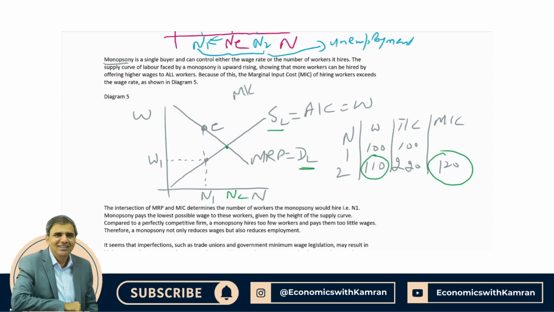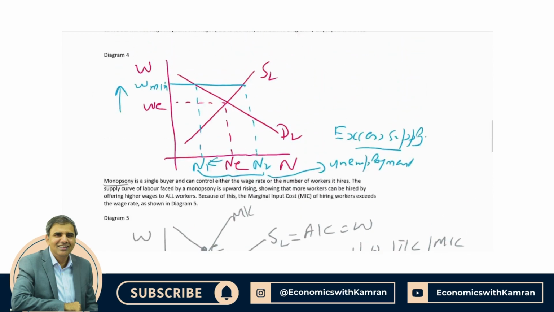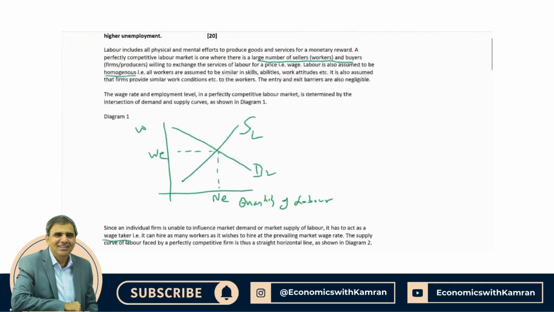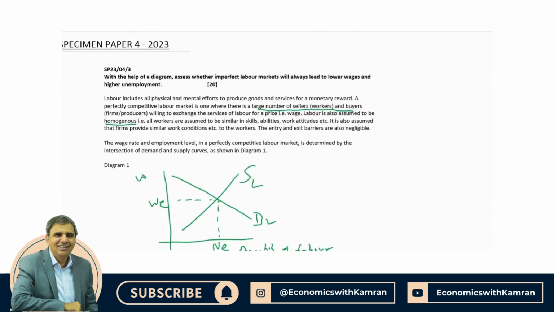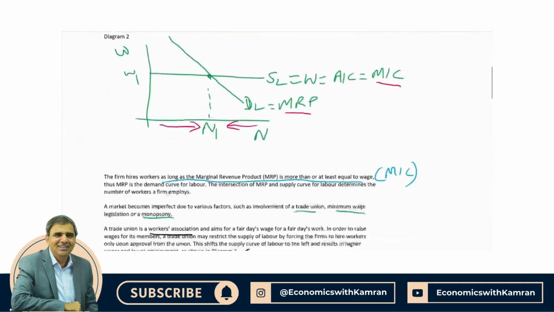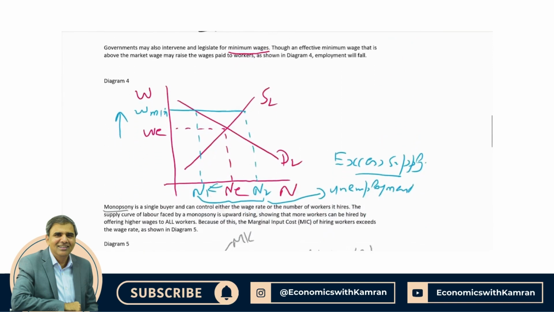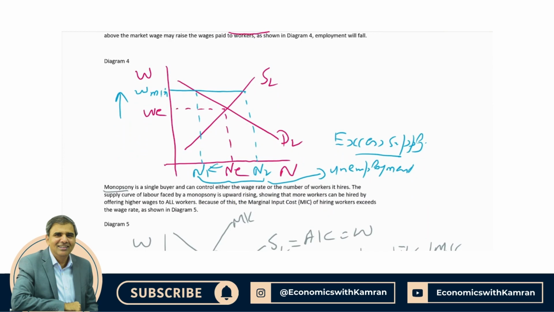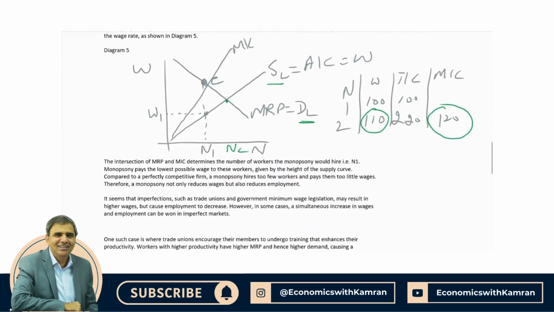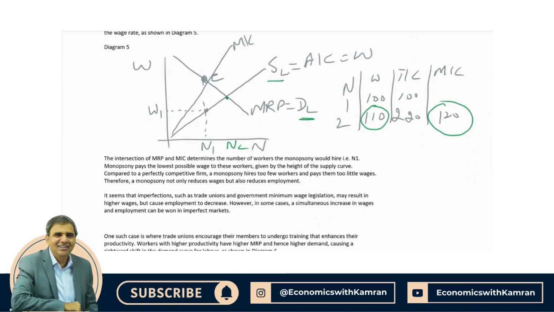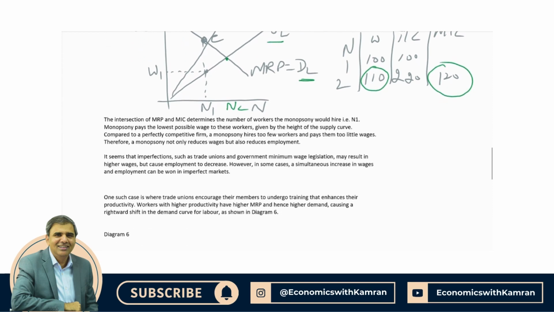So I have to redraw the MIC curve again. If we look at the question, will an imperfect labor market lead to lower wages and higher unemployment? We say yes. In trade union, it happened: higher wage, low employment. In minimum wage, yes, it has happened: higher wage, lower employment. Yes, in monopsony, lower wage, high unemployment. But now we will discuss the cases where even in an imperfect labor market, wages as well as employment may go up.